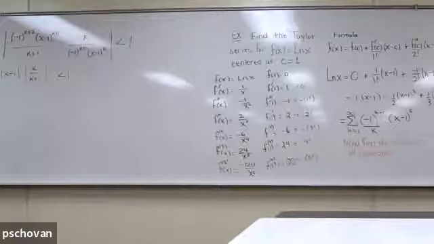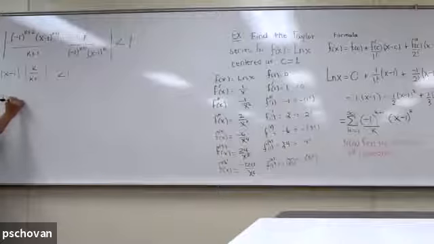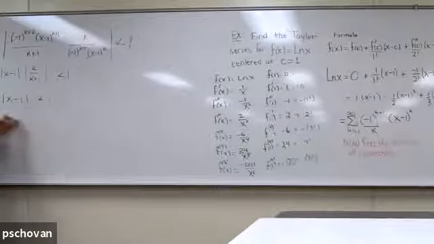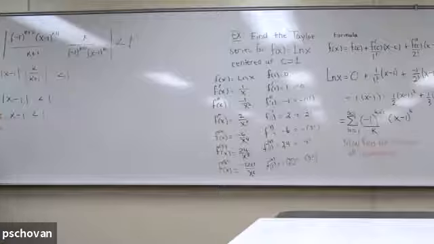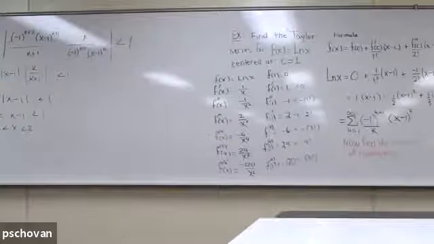So the limit of the stuff involving the k is just 1. So now we solve |x-1| is smaller than 1, which means x-1 is between 1 and negative 1. So x is between 0 and 2. So my radius of convergence was only 1, 1 unit on each side of my center, x equal to 1.